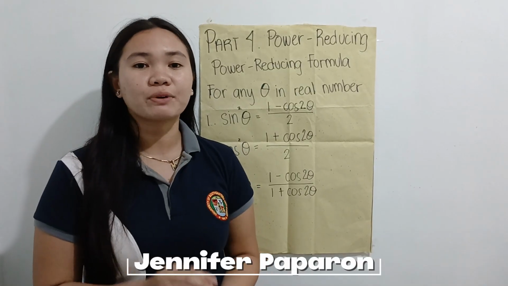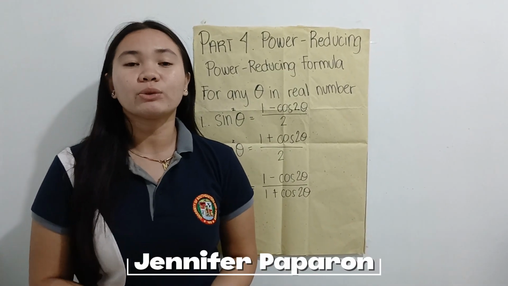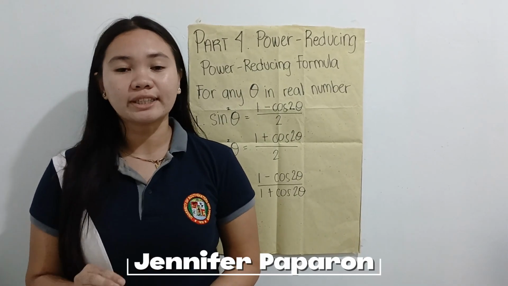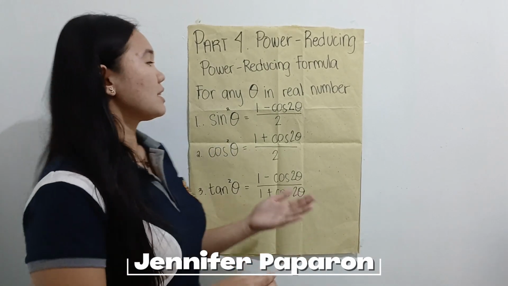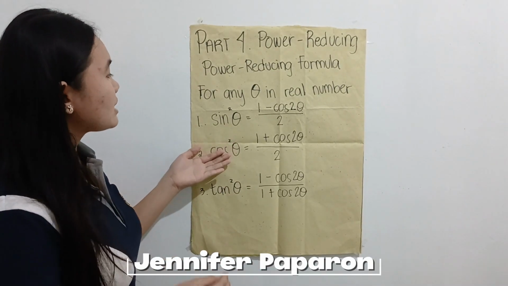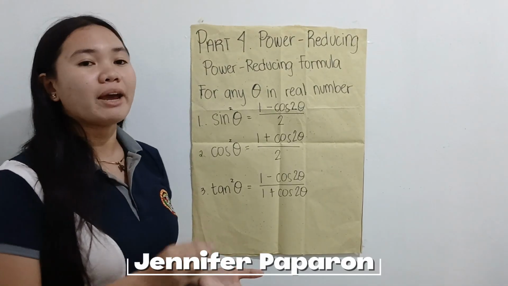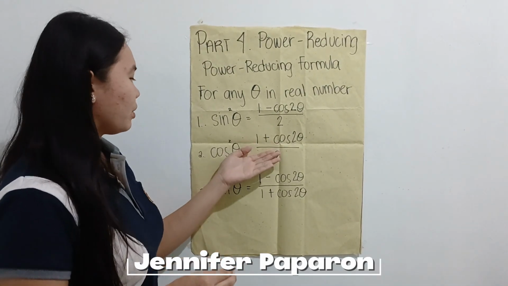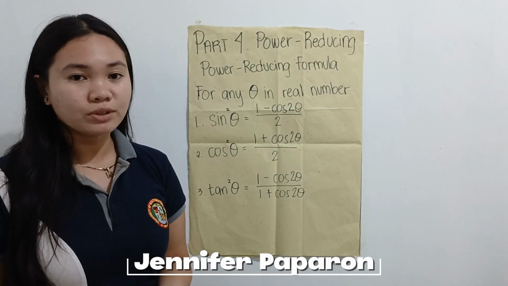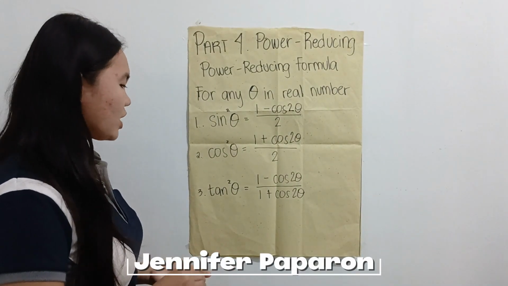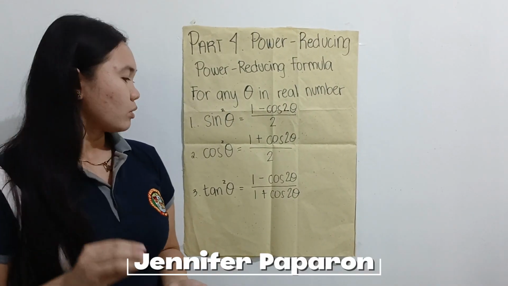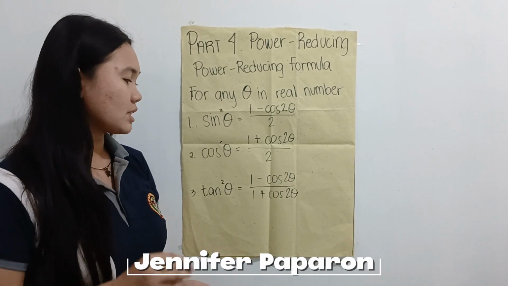So now let us proceed to the next topic, which is the power-reducing formula. Power-reducing formulas are derived from the cosine double angle formulas to express squared trigonometric functions of sine squared x, cosine squared x, and tangent squared x. So these are the primary formulas for power-reducing. First is sine squared theta is equal to 1 minus cosine of 2 theta over 2. Then cosine squared theta is equal to 1 plus cosine of 2 theta over 2. Then for tangent, tangent squared theta is equal to 1 minus cosine 2 theta over 1 plus cosine of 2 theta.